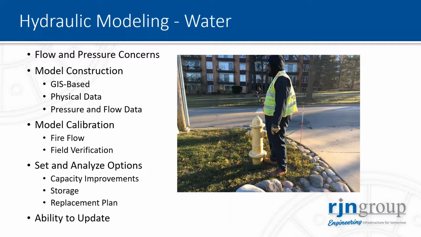On the water side, very similar. Obviously, you're pulling a little bit different data into it, but you're still putting some flow and pressure information that you're getting into the system. Again, GIS-based, making information about your system. And you certainly want to calibrate as well. It's a little bit different how you calibrate it as opposed to a sewer model, but it's still good to look at what kind of flows you are getting out there to make sure you're getting the fire flows and maintaining the pressures you're looking for within your system. Because that's usually why you're setting up a hydraulic model on the water side. And again, you look at your options going forward of how to improve the system.